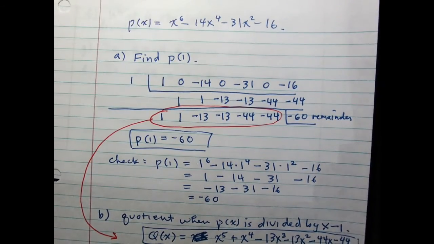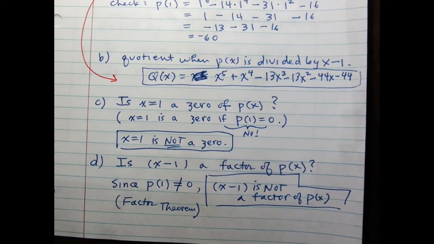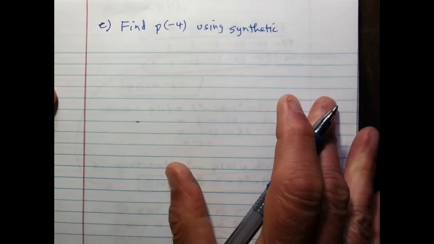So for that polynomial, we did our A, B, C, D parts of this problem. We're only halfway. I'm trying to grab another piece of paper. So now we've got to do E. Part E of our problem was use synthetic division to find P of negative 4 using synthetic division.